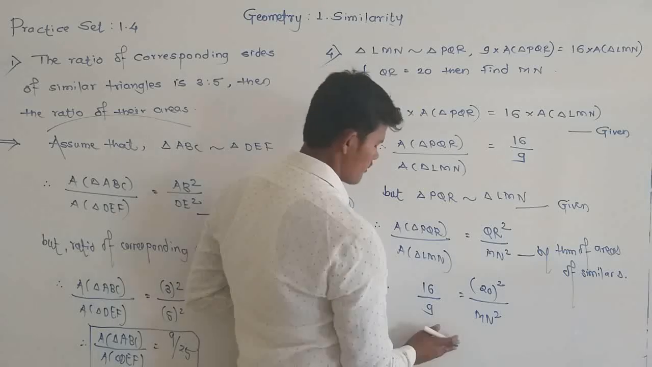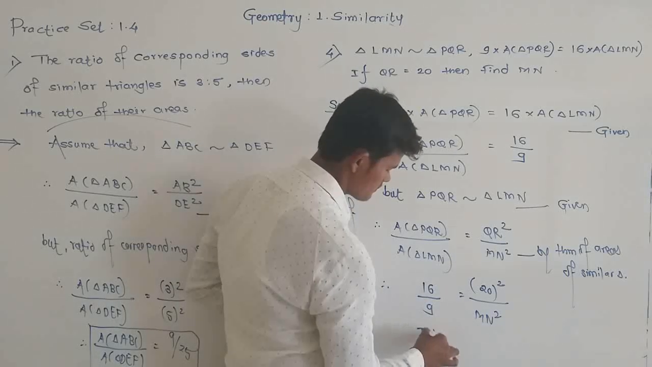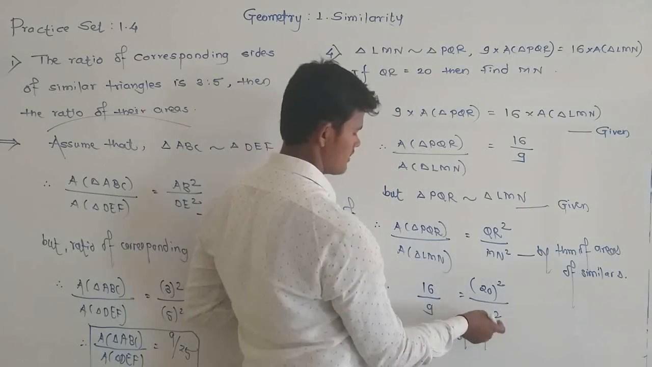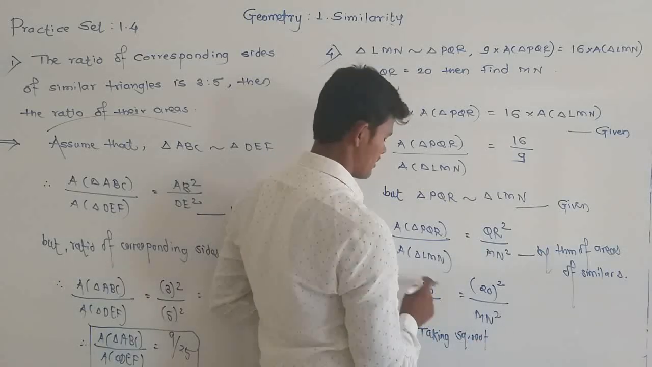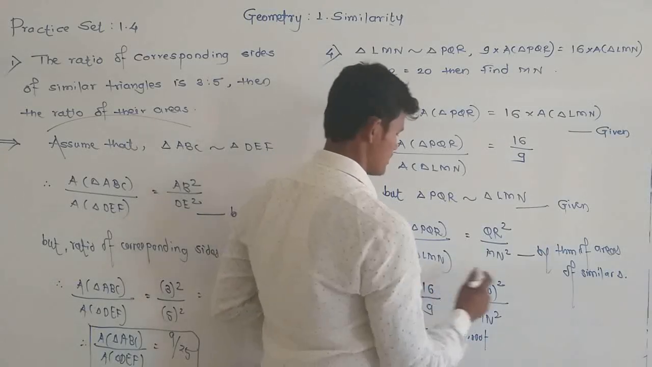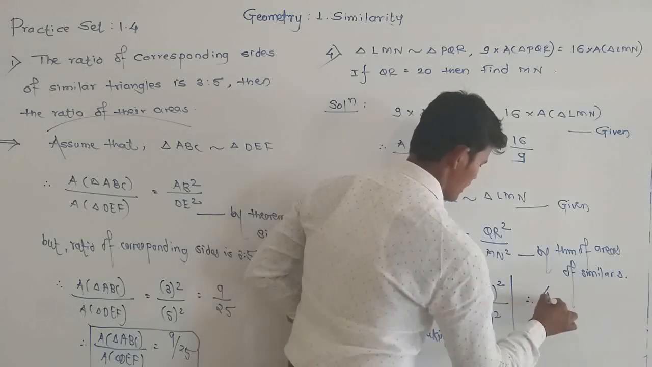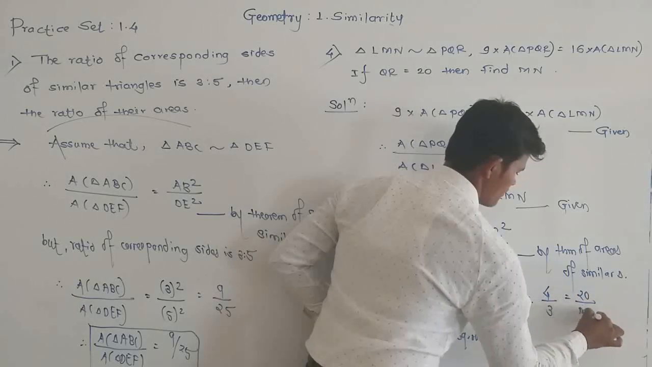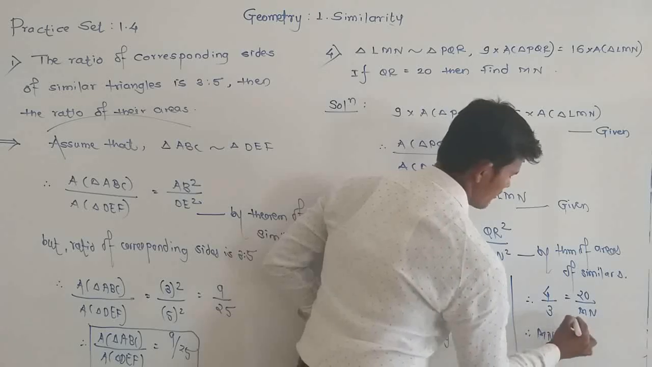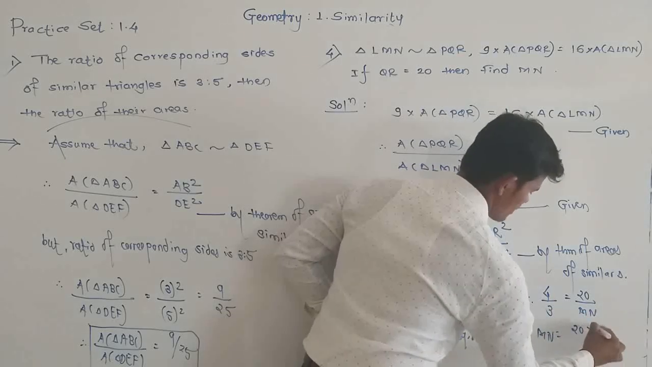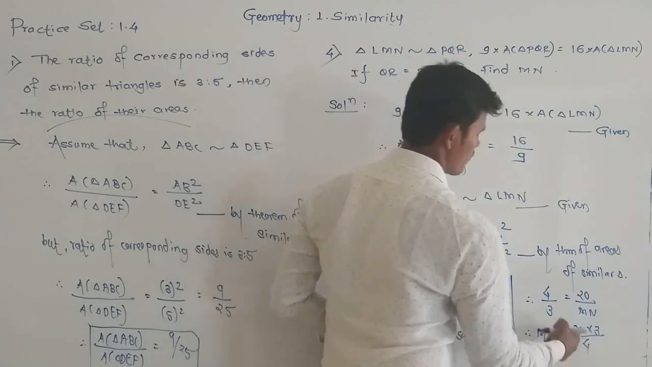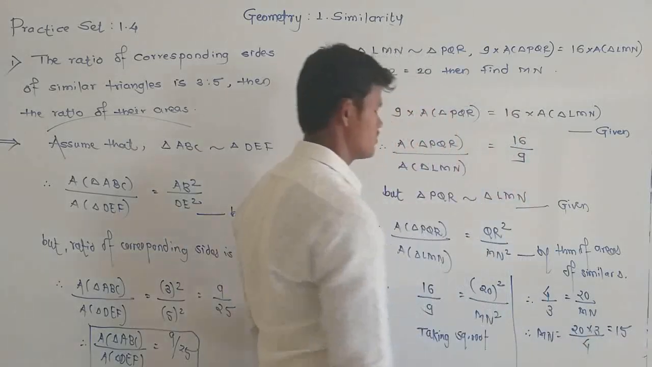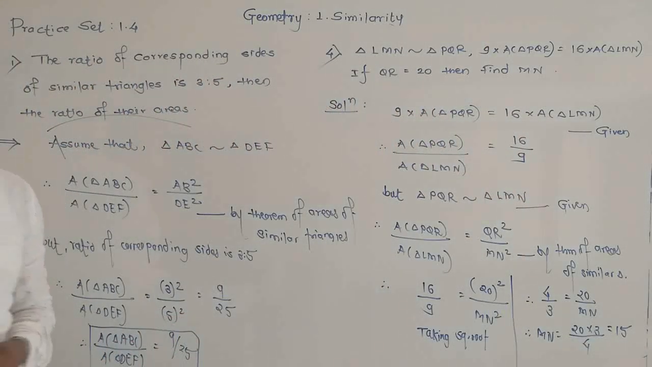So take the square root on both sides, because we have to find MN and we have MN square. After taking the square root, we get the square root of 16 upon 9: 4 upon 3. So 4 upon 3 is equal to 20 upon MN. Perform cross multiplication. So we get MN is equal to 20 into 3 divided by 4. 4 fives are 20, 5 threes are 15. That is, MN is equal to 15. So the length of MN is 15 units.